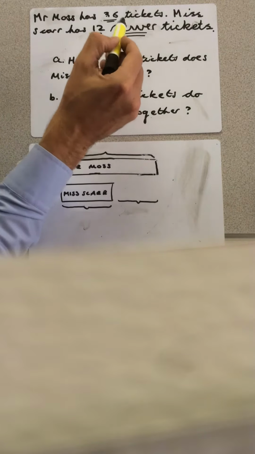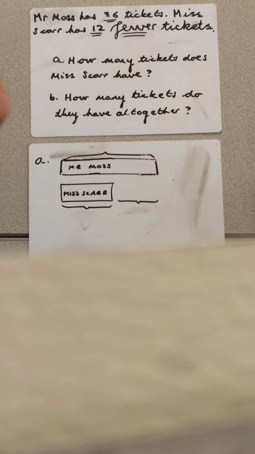So I've got the number 36, I've got the number 12, I've got the word fewer here. Now I know fewer is going to help me out, 36 is and 12 is. Now let me see, fewer. Fewer means subtract, it means take away. So I know I'm going to be doing some sort of take away at some point.